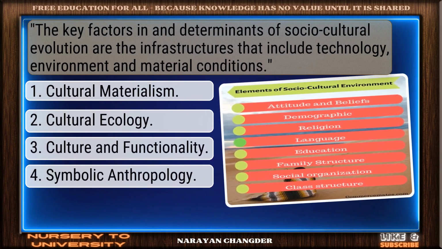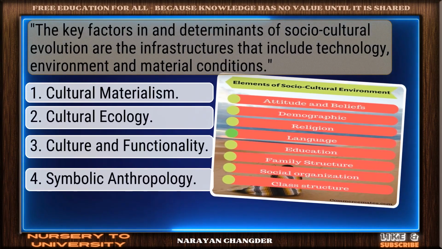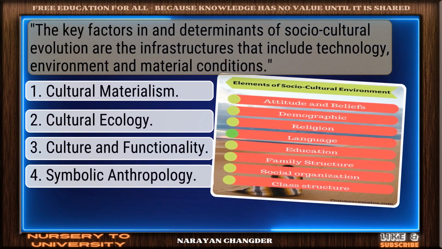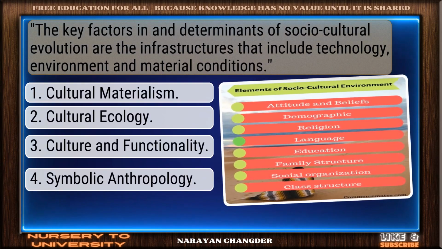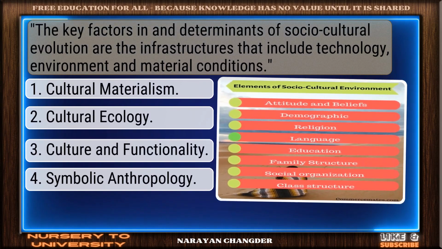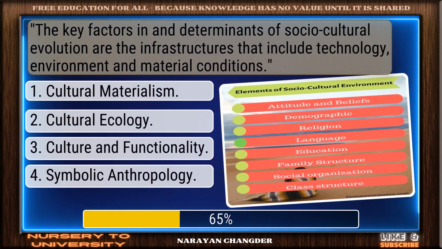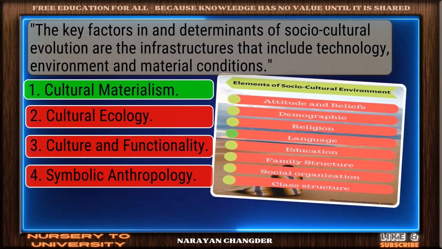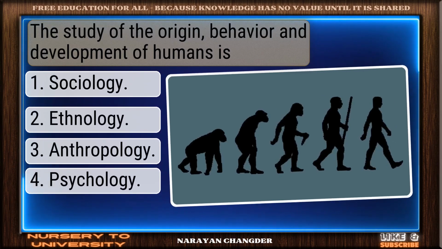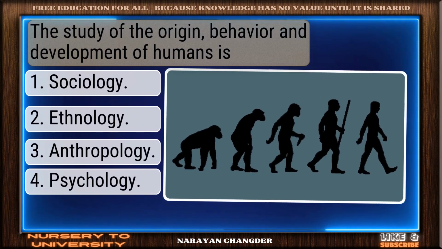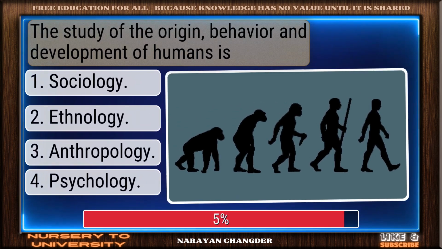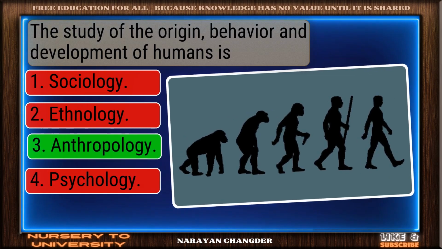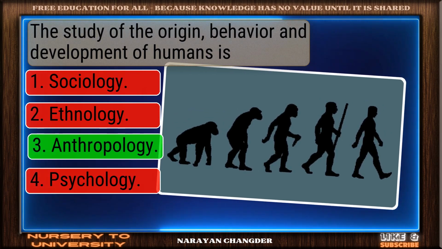The key factors in and determinants of socio-cultural evolution are the infrastructures that include technology, environment, and material conditions. Perfect. Cultural materialism is the correct choice. The study of the origin, behavior, and development of humans is... Well reasoned. Anthropology is the correct choice.